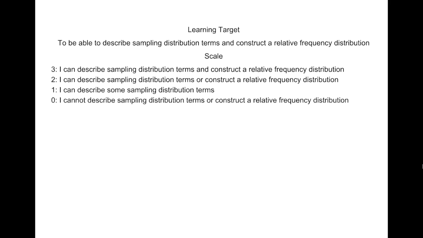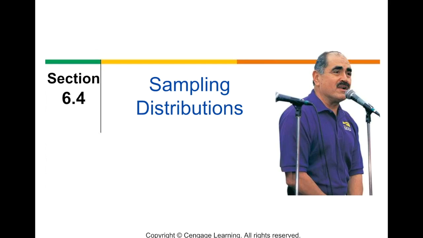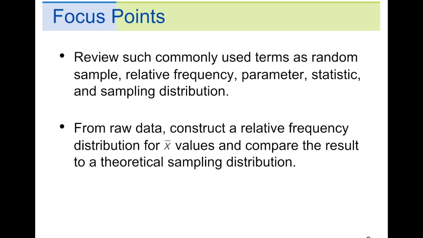Let's get started. Section 6.4, Sampling Distributions. Focus points for this lesson: review such commonly used terms as random sample, relative frequency, parameter, statistic, and sampling distribution. And from raw data, construct a relative frequency distribution for x-bar values and compare the result to a theoretical sampling distribution. A lot of this is going to be review, and it is actually a pretty quick section on top of the fact that a lot of it's review.